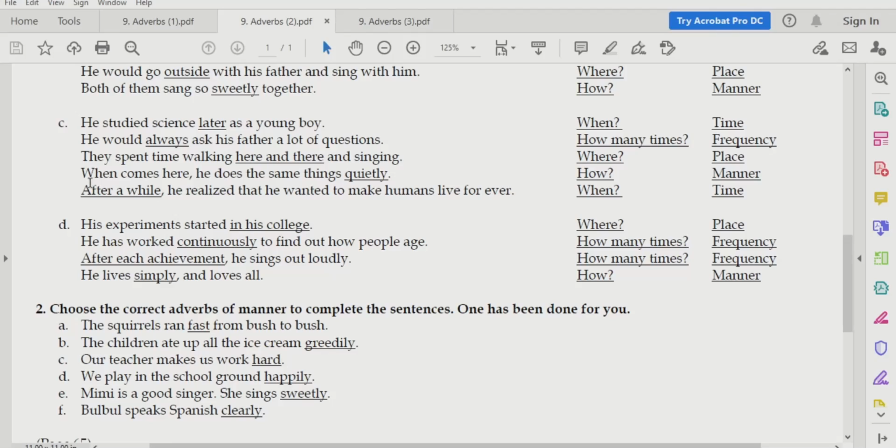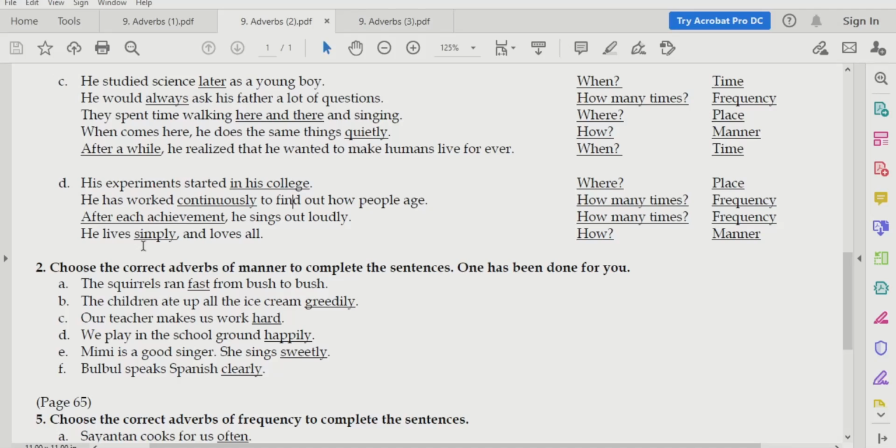Next one. After a while, that means कुछ देर बाद, he realized that he wanted to make humans live forever. When? कब? कुछ देर बाद. So it is an adverb of time.